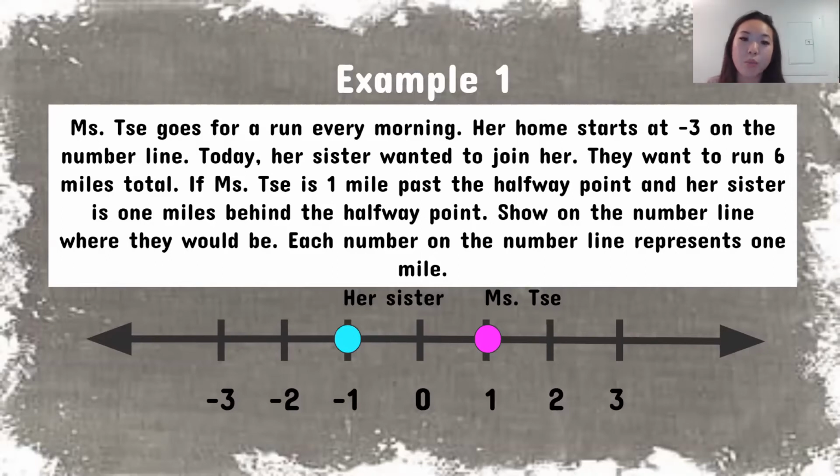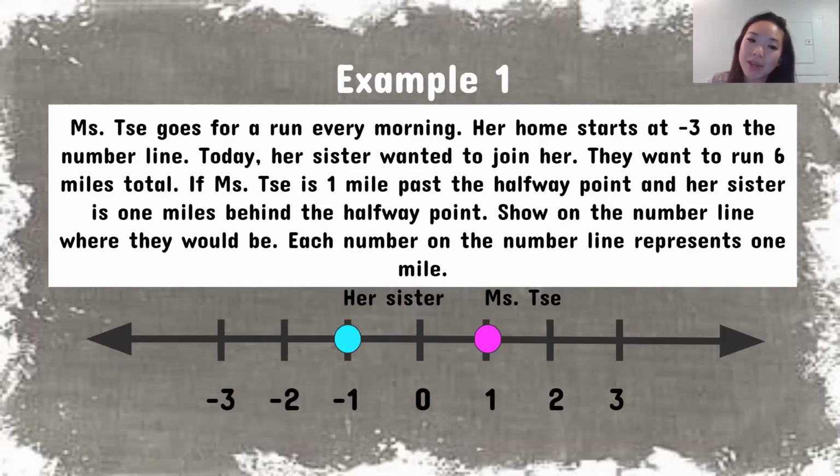So if Miss C is 1 mile past the halfway point and her sister is 1 mile behind the halfway point, from that 0, Miss C is 1 ahead of the halfway point, and her sister is 1 behind the halfway point. So shown on the chart, her sister is placed at -1, and Miss C is placed at 1. So we know that Miss C's sister had only ran 2 miles, while Miss C had run 4 miles.